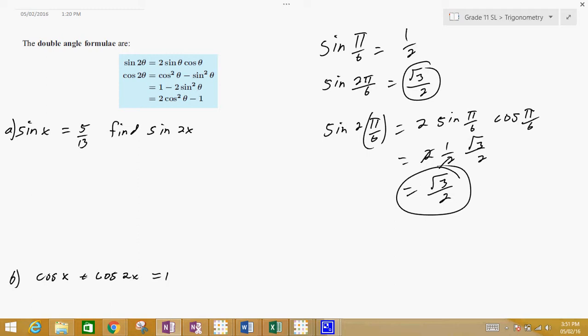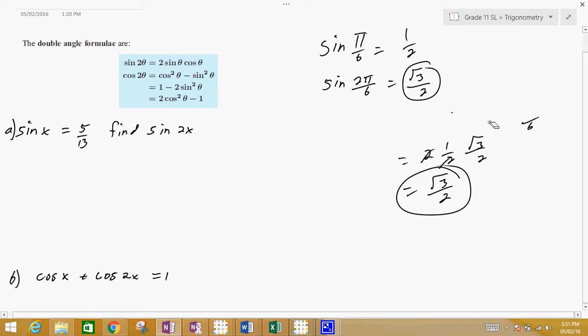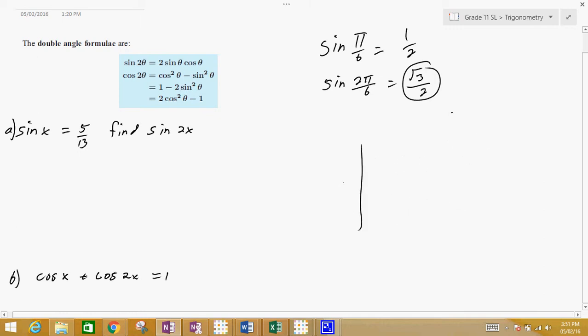Typical questions you would see from IB would be something like this, where sine x is equal to 5 over 13, and it wants you to figure out what is sine 2x. Well, if sine is positive, you know it's going this way or this way. So there could be two answers to this question.